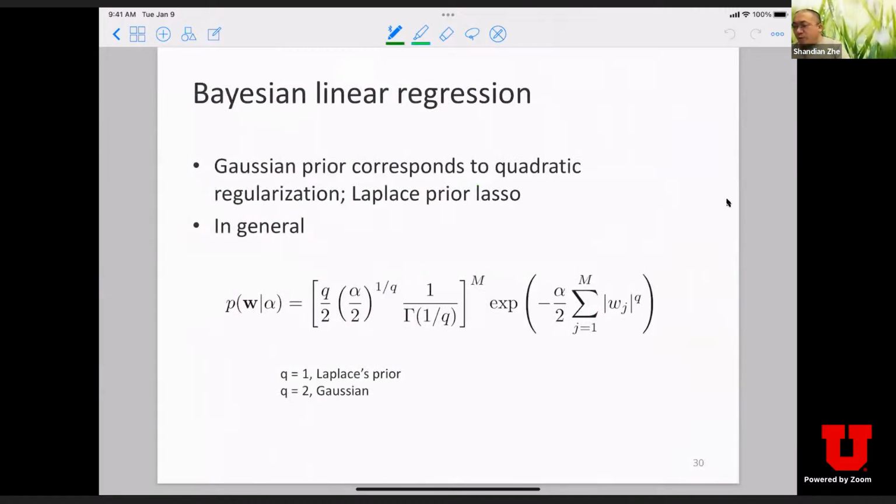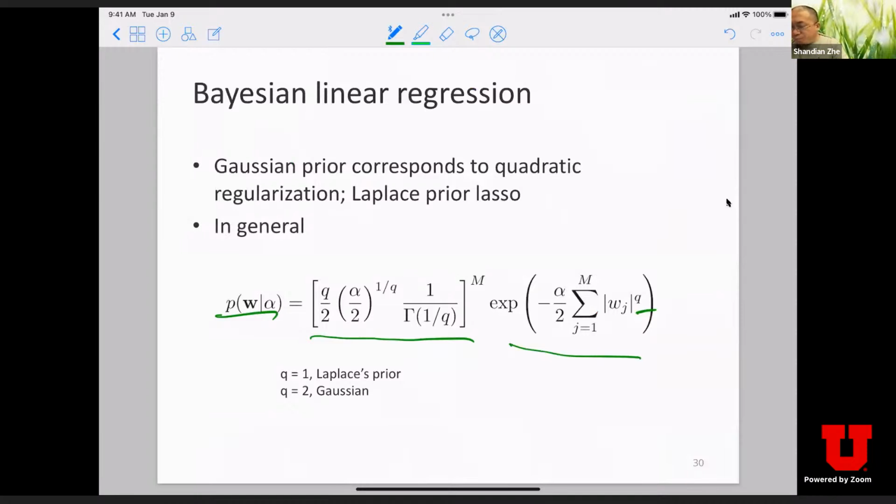If we extend to the general regularization, we mentioned that in the regularization we can choose different values of Q. Q equals 1, Q equals 2 correspond to different regularizations. If we want to extend it to a Bayesian model, we can apply a prior over W, which is consistent with those different regularizations. This term is just the normalization factor to ensure that this is a valid distribution, and this one corresponds to the regularizer.